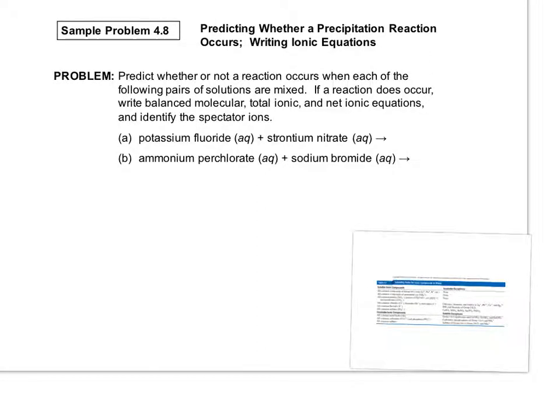Sample problem 4.8 asks us to predict whether or not a reaction occurs when each of the following pairs of solutions are mixed. If a reaction does occur, write balanced molecular, total ionic, and net ionic equations and identify the spectator ions. So part A says we have potassium fluoride plus strontium nitrate.